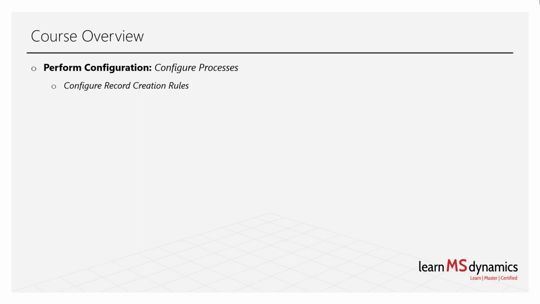We'll discuss that. Then you will learn how to configure out-of-the-box sales business process flows. So there are a few out-of-the-box sales business process flows that you can follow. We'll discuss them, and also we'll see the different stages each business process flow has.